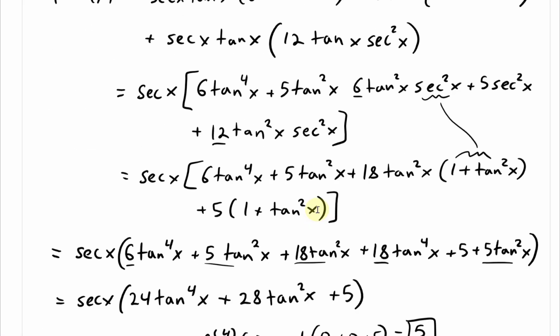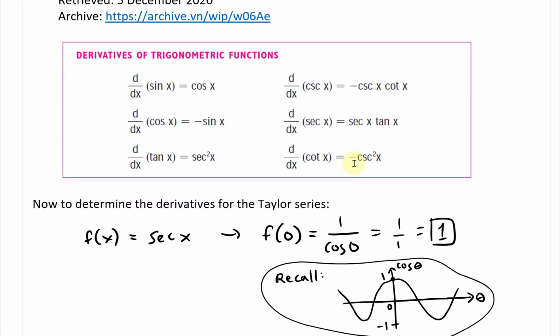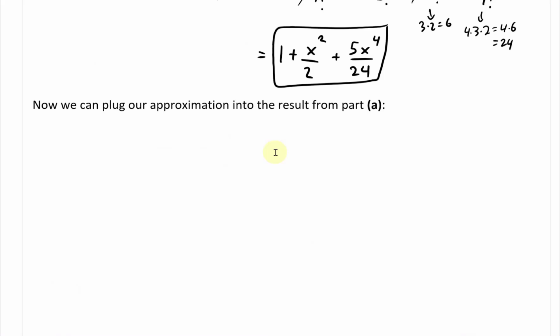Now that we have this approximation, we can plug it into the result from part A. Remember, part A is where we proved this one here: the correction equals R secant of L over R, minus R. So let's plug that in. Thus we have C equal to R secant of L over R, and then minus R.